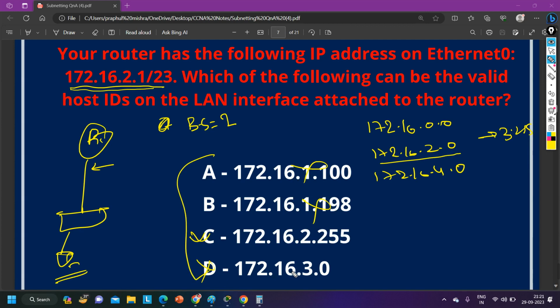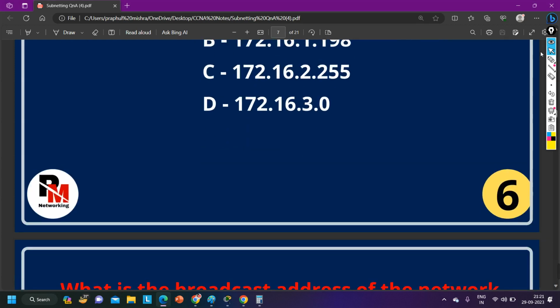And D is also the right answer. Option C and option D both are correct. Okay, now let me move to the next question.